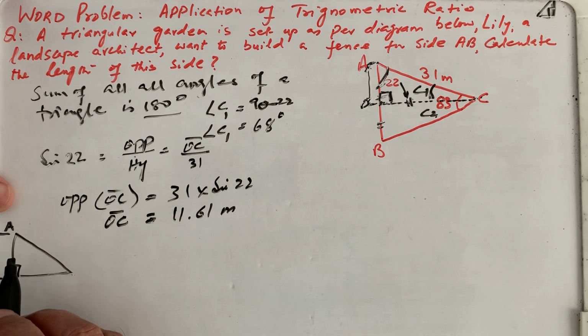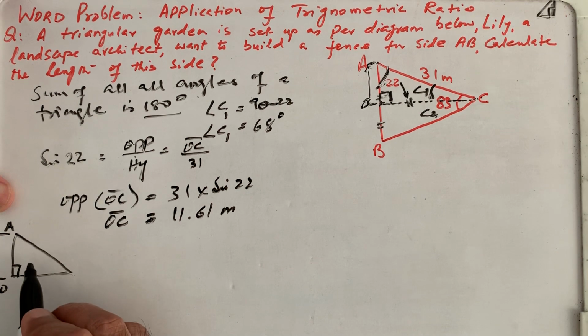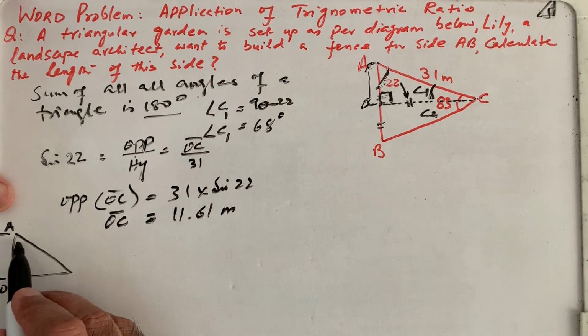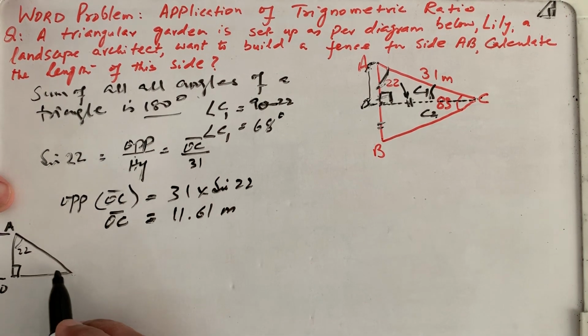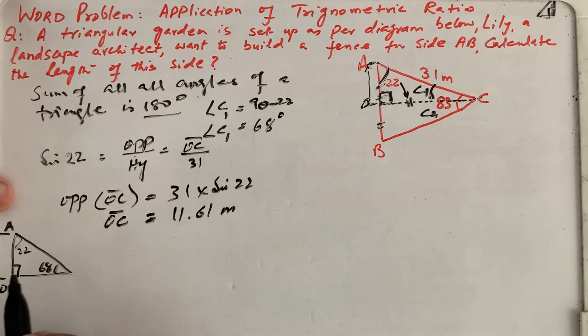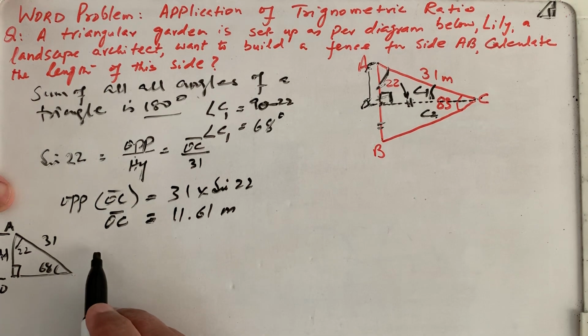So right now I am calculating this, and I need to know OA. What do I have? I have this 22, I have this 68, and I have this 31. So which trigonometric ratio should I use to calculate this? If I take this angle, angle 22, then OA will be the adjacent, right? So I am missing my adjacent. For the adjacent, maybe I can take tangent.